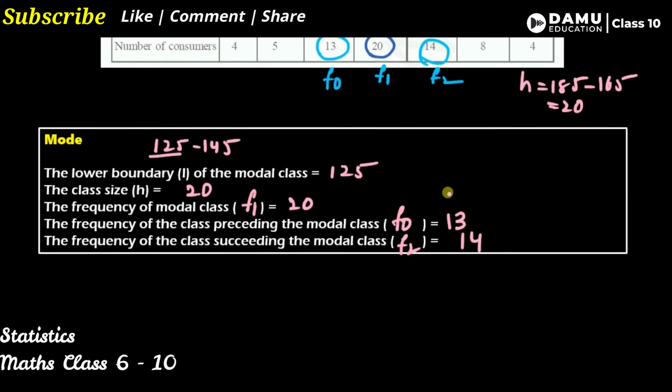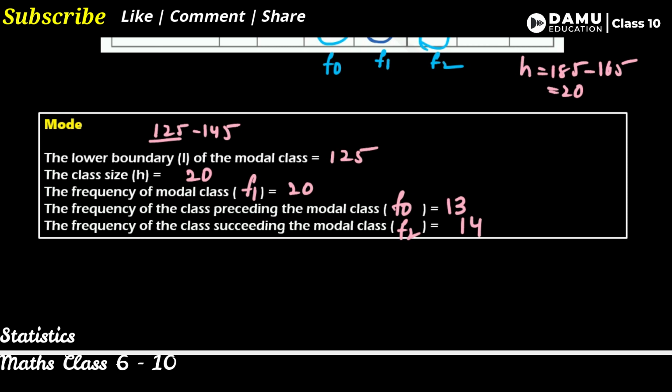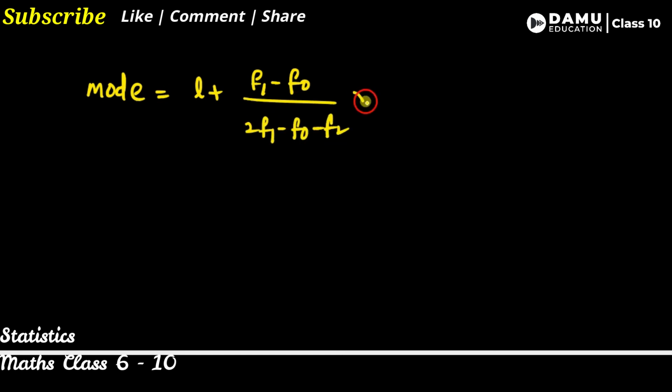Now we are going to calculate the mode. The mode formula is: mode equals small l plus f1 minus f0, divided by 2 f1 minus f0 minus f2, into h. So l is 125, and 125 plus f1 minus f0. We calculate f1 minus f0 separately: 20 minus 13, which is 7.